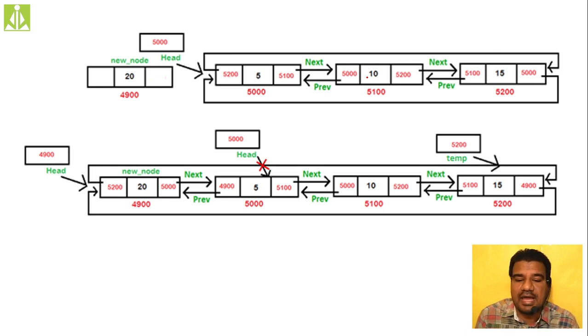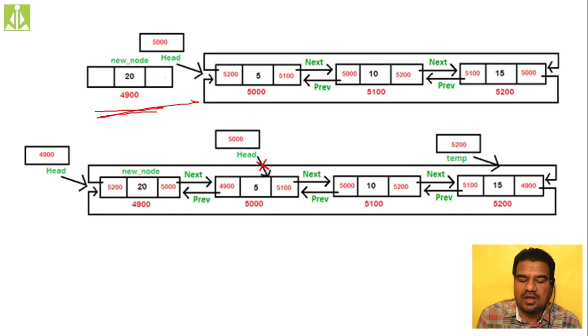So previously we were having it like this: 5, 10, 15, and my head node is pointing to the first node in the CDLL. The head node's previous pointer is pointing to the last node, and the tail node's next pointer is pointing to the head node. Like this we were having. After that, I have added this new node into the CDLL.